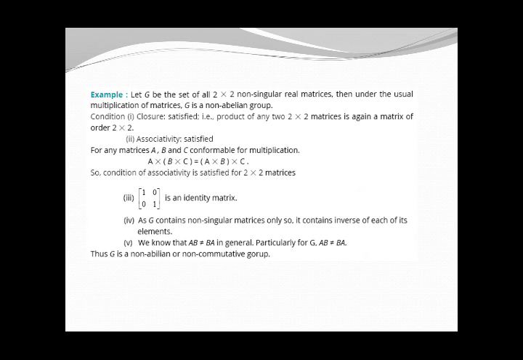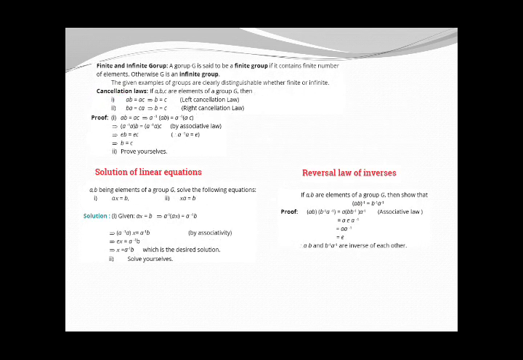In matrices, the commutative property in general does not hold, because if we multiply AB and BA, the answer is always different. Some exceptions do hold. Therefore the first four properties are satisfied, therefore it is a group, a non-abelian group. Next, finite and infinite group. A group is a finite group if it contains a finite number of elements, and infinite if it has an infinite number of elements.